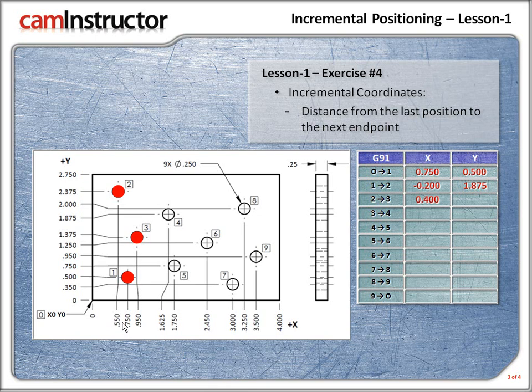Now, what about the Y? How much would you move in the Y-axis from 2 down to 3? Well, it's going to be negative 1. So how do we figure that out?